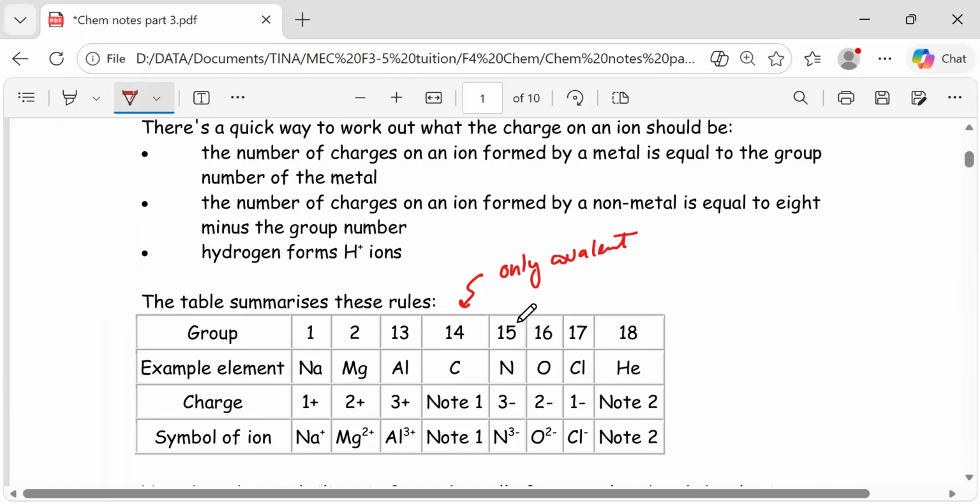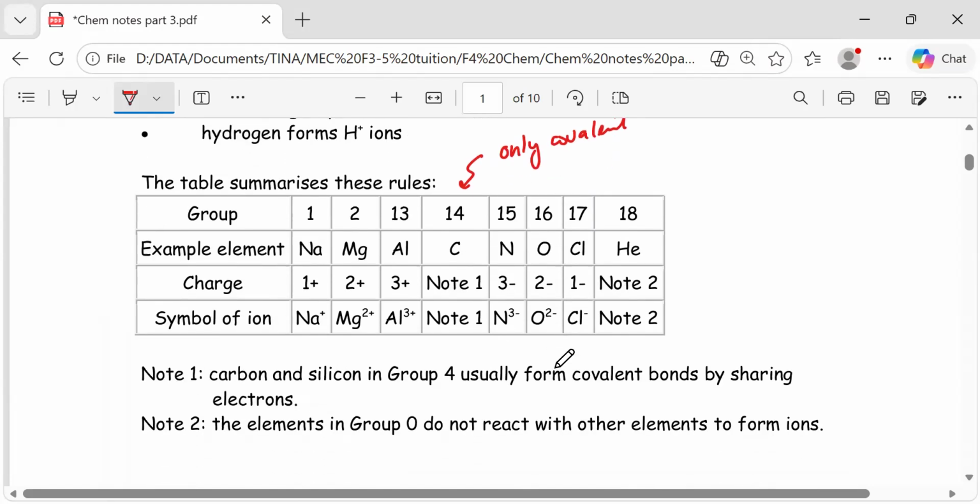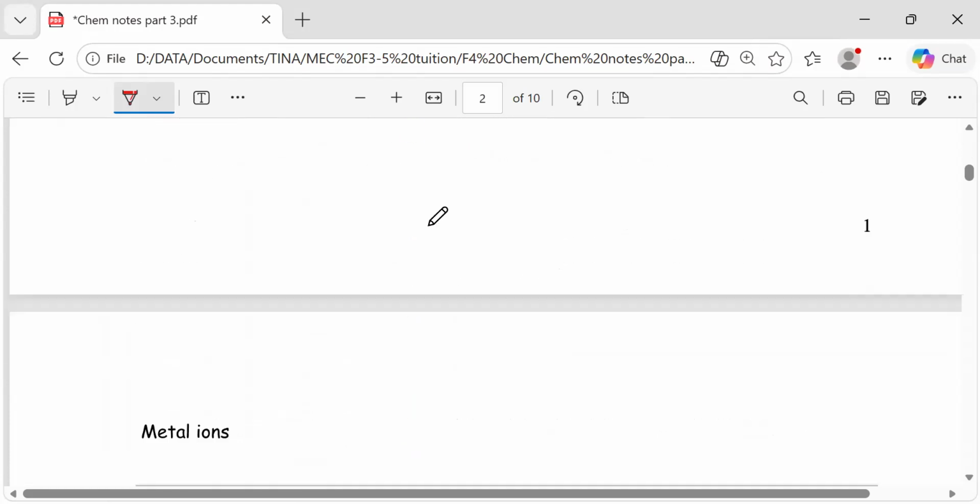Group 15 receives 3, 3 negative. Group 16 receives 2, 2 negative. Group 17 receives 1, 1 negative. Then group 18 doesn't react, because it's called group 0 or group 18, because it's a full outer shell already. Can you understand? Get it, someone? Yeah.